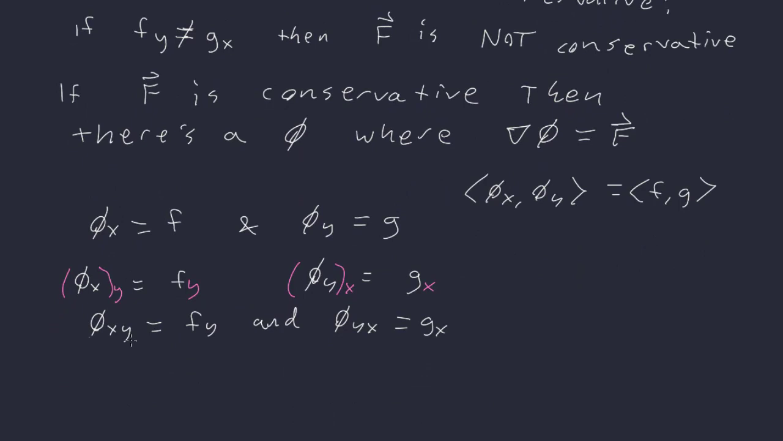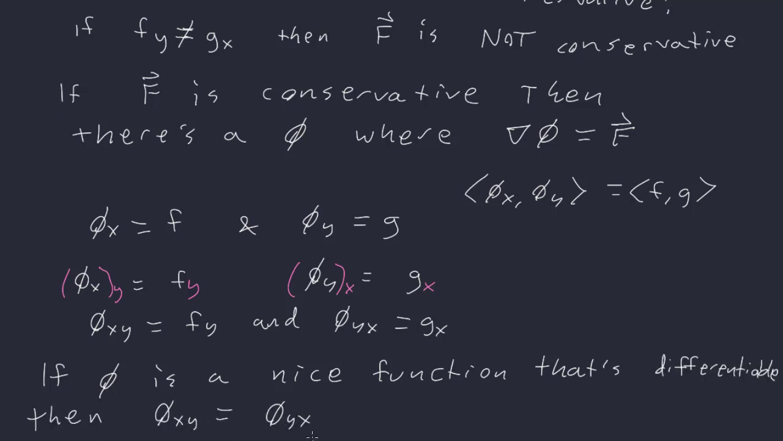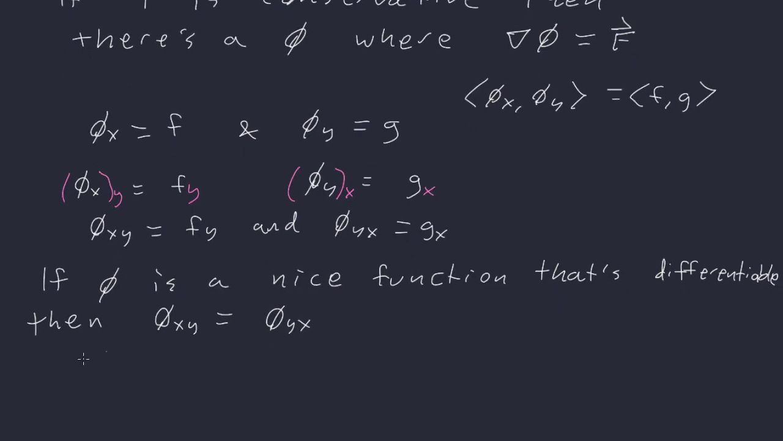And remember what we know about the mixed partial derivatives, that if phi is twice differentiable and all that fun stuff, these mixed partials should be the same. Okay, so if phi is a nice function that's differentiable, then phi sub xy must equal phi sub yx. I believe this was Clairaut's theorem, right? So from Clairaut's theorem, these two must be equal, meaning f sub y must equal g sub x, right?